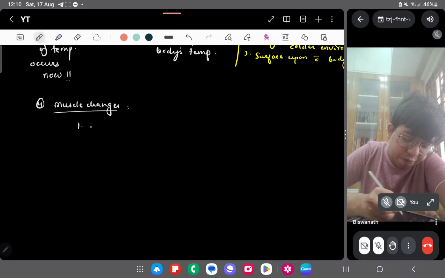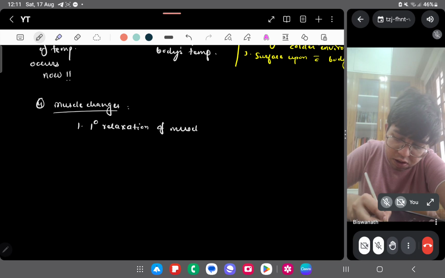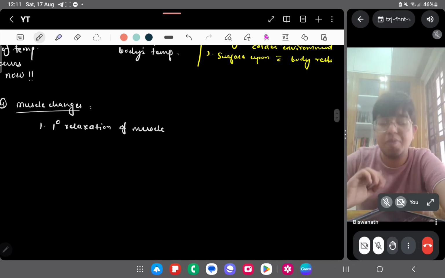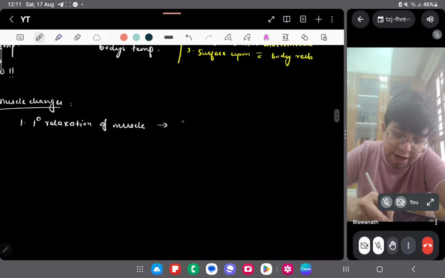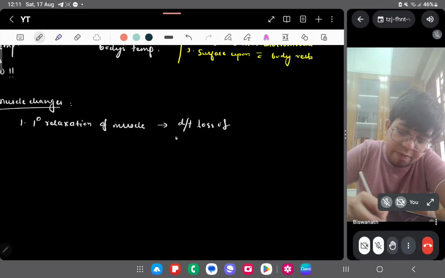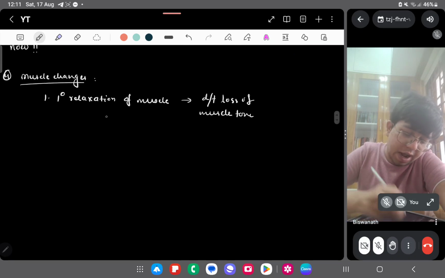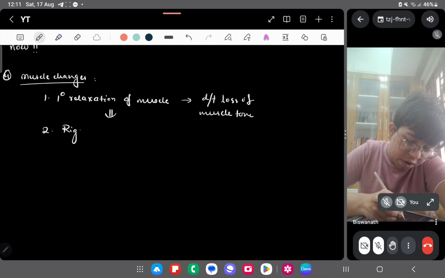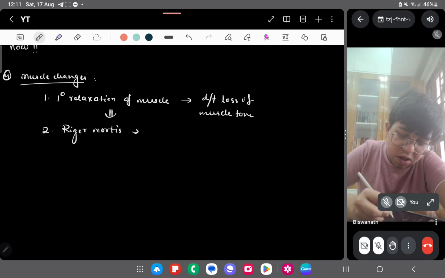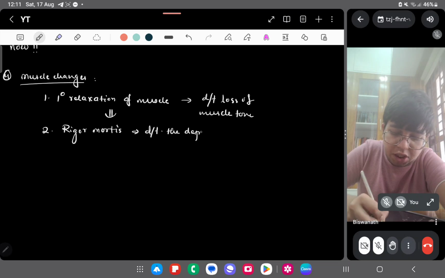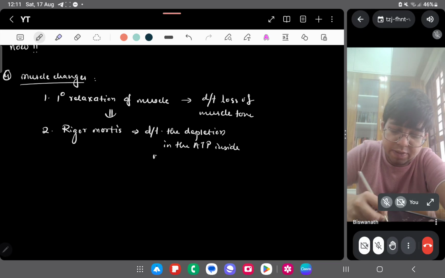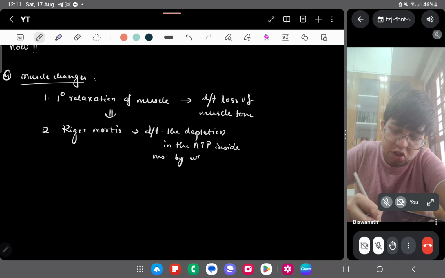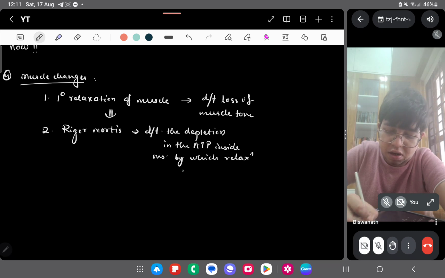So first of all there will be a stage of primary relaxation of muscle. We'll read about Nysten's rule and the rule of 12 also in rigor mortis. Don't worry, we'll cover each and every aspect. Primary relaxation of muscle is due to the loss of muscle tone, and after that the second thing is rigor mortis, due to the depletion of ATP inside muscles, by which relaxation fails to occur. You can write.